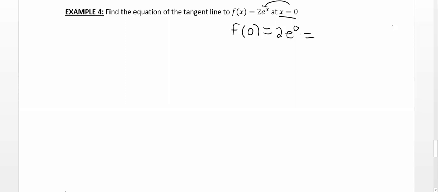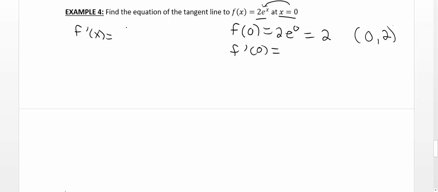So when we plug in 0, we have e to the 0 power. Anything to the 0 power is 1, and 1 times 2 is 2. So that means the point where our tangent line is going to touch our function is the point 0, 2. We also need the derivative at 0, because the derivative at 0 is going to tell us the slope of the tangent line. So to get the derivative at 0, we first need to find the derivative.